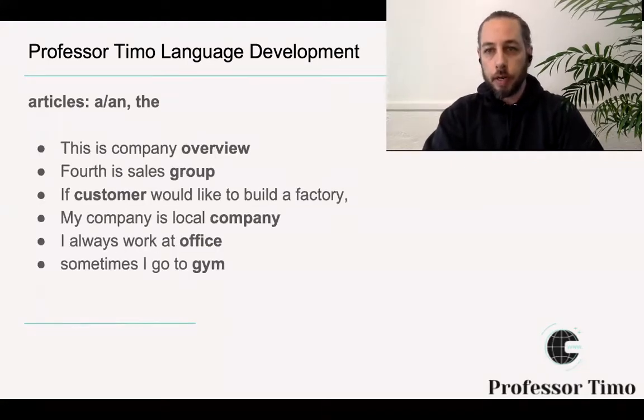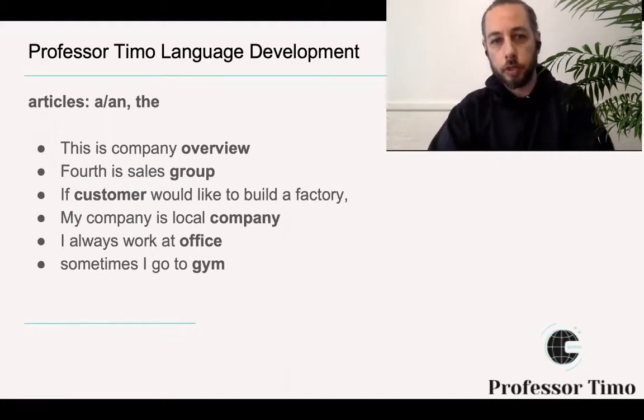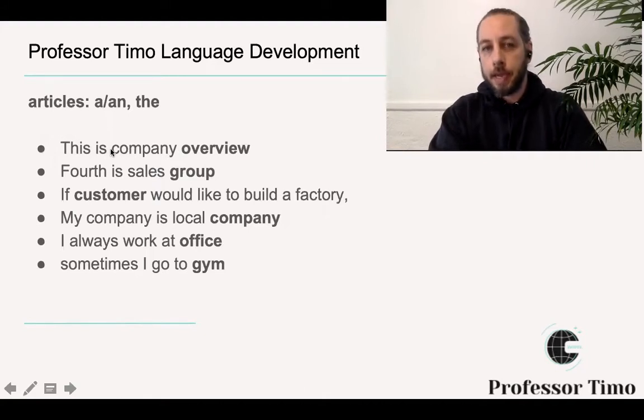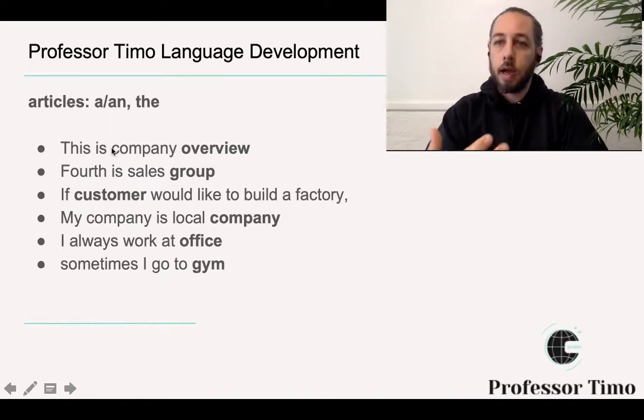So let's take a look at a couple of these. And I'd like you to repeat after me when we get the correct version. What you see here are some incorrect versions. So starting with this one, you'll want to say this is a company overview. Repeat after me. This is a company overview. A company overview. All right.